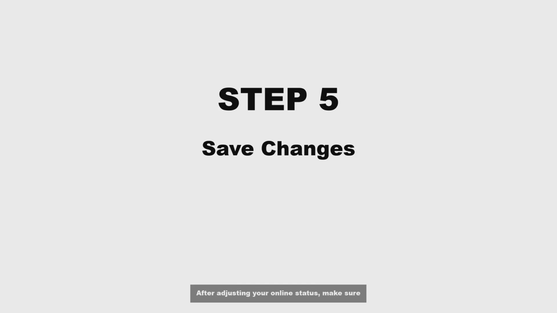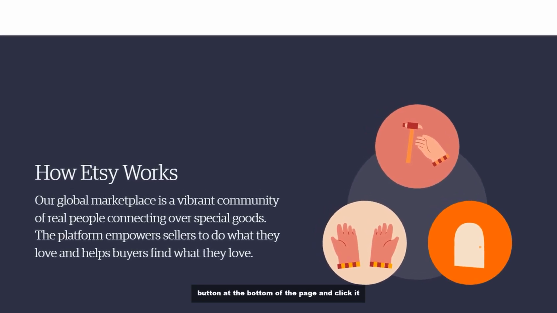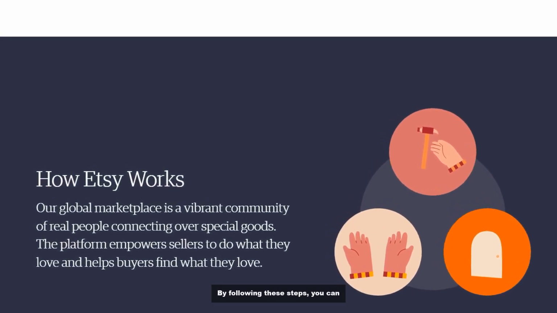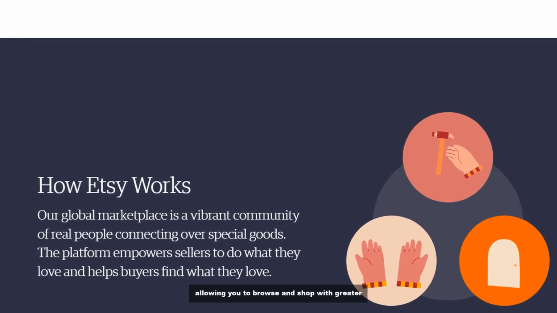Step 5. Save changes. After adjusting your online status, make sure to save your changes. Look for a Save button at the bottom of the page and click it to confirm your new settings. By following these steps, you can successfully hide your online status on Etsy, allowing you to browse and shop with greater privacy.